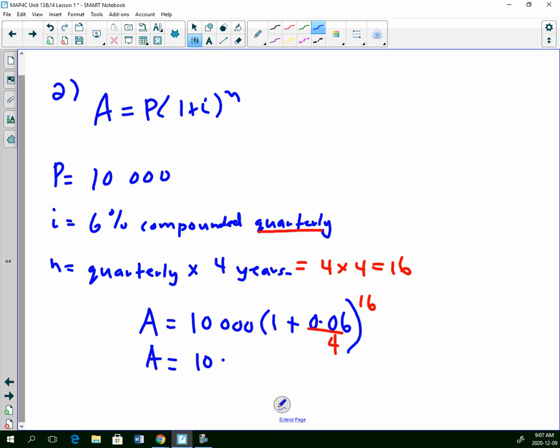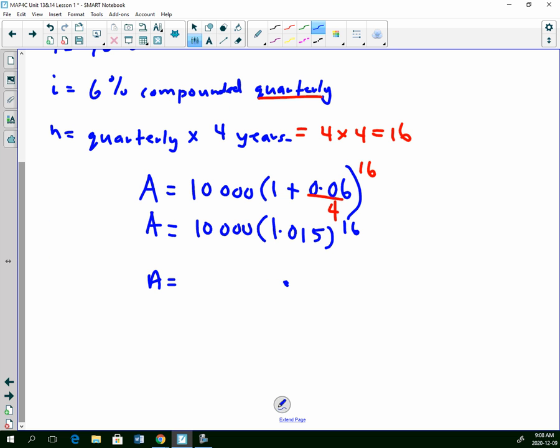You can divide the interest first. So I could say, okay, 6% divided by 4 is 0.015. Right? So I could do that first if you want, and then you can just type it in. Okay? So $10,000 times 1.015. Just be careful with your decimals. So power 16. And at the end, that's how much money I have at the end. So I've earned $2,689.86 interest. Okay.